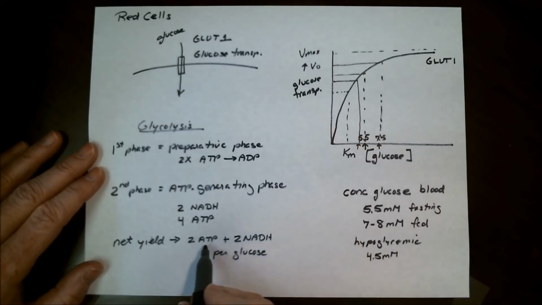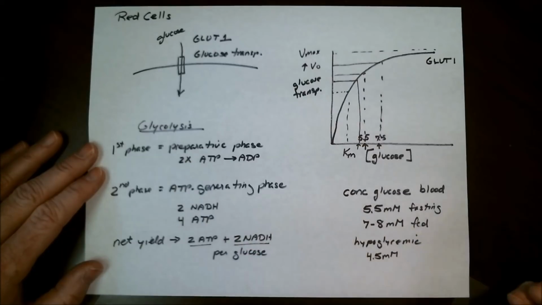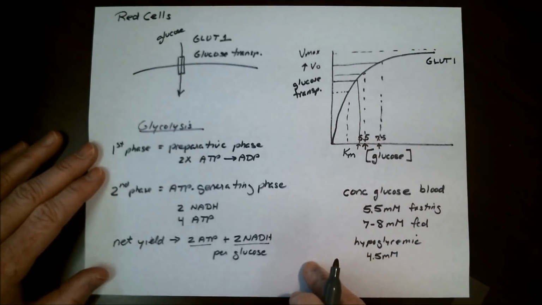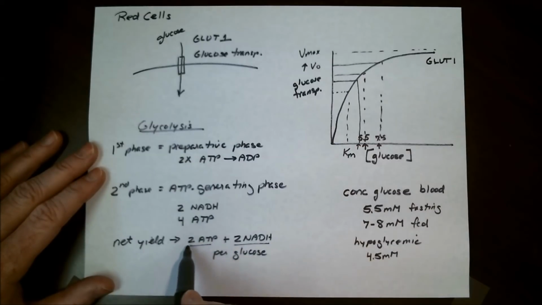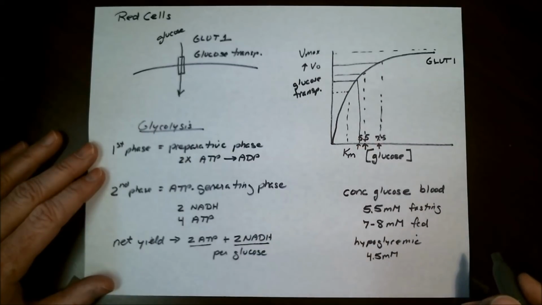Now these numbers are important to keep in mind because when we discuss the TCA cycle and oxidative phosphorylation, it will become very apparent that although glycolysis is absolutely necessary for energy generation, glycolysis is a very poor pathway for generating ATP. Per glucose molecule, we are getting very little energy extracted from this higher ordered structure.